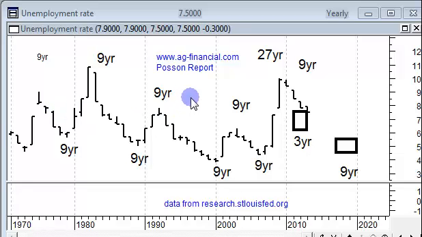Now it's a bit experimental for us because we don't have as much history for some of these economic indicators as we do for, say, prices and various fundamental inputs. But we think probably a 27-year cycle for unemployment peaked here. I don't know if that's all that important, so we're not concerned whether we've got that correct or not.